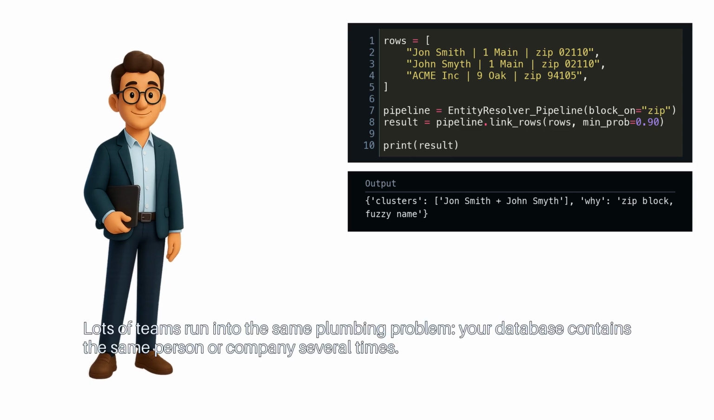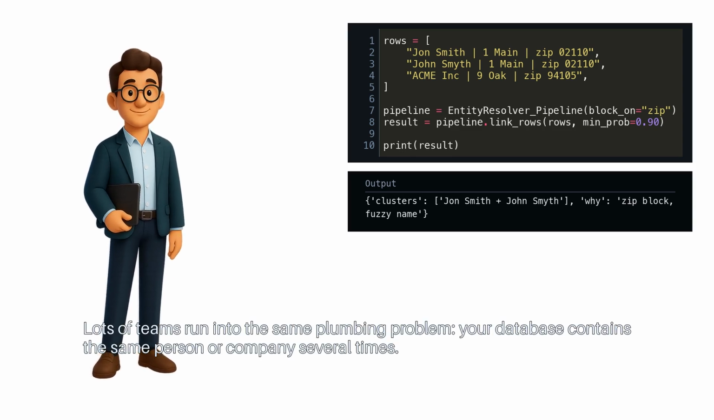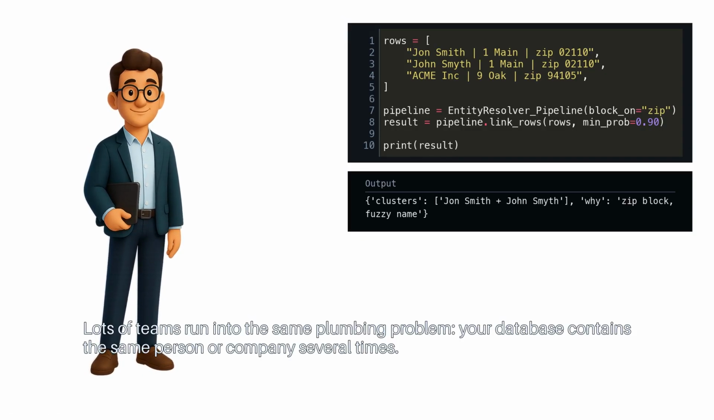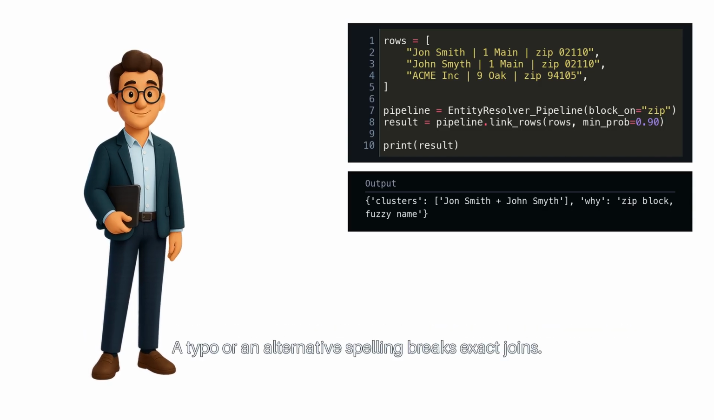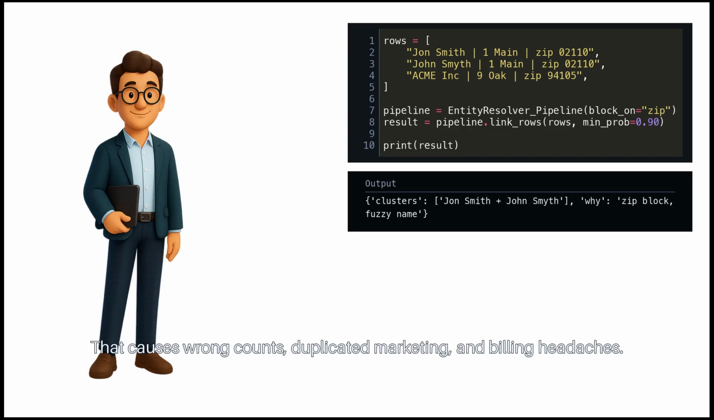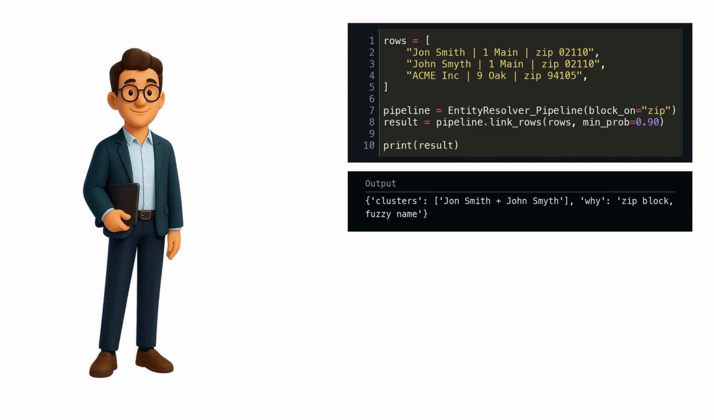Lots of teams run into the same plumbing problem. Your database contains the same person or company several times. A typo or an alternative spelling breaks exact joins. That causes wrong counts, duplicated marketing, and billing headaches.